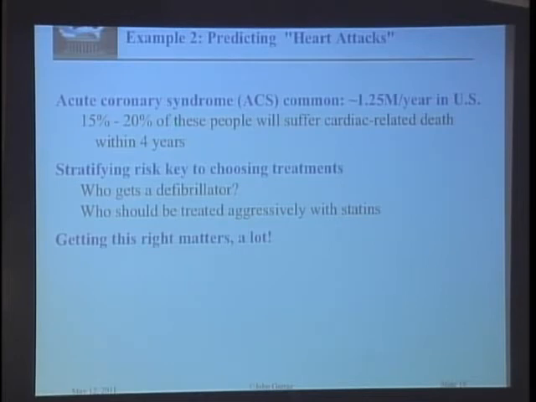So in acute coronary syndrome, think of it as some sort of a heart attack. They're very common, about 1.25 million per year in the US. 15 to 20% of these people will suffer a cardiac-related death within the next 4 years. If you could figure out who were the people at highest risk of different events and choose the treatment properly, for example, implant an implantable cardiac defibrillator, you could save these lives.